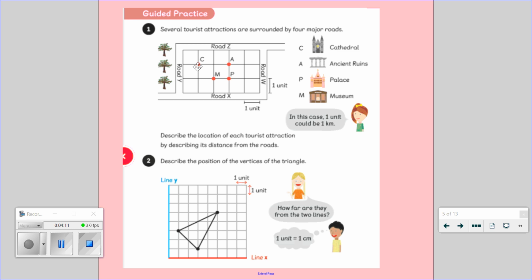So here's the cathedral. How could we describe where it is? How many units is it from road W, for example? How many units is it from road Y? How about road X or road Z?